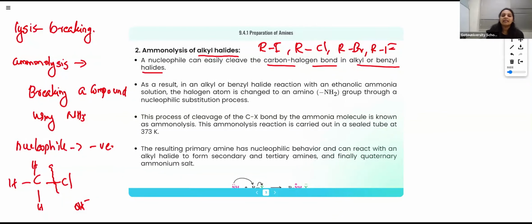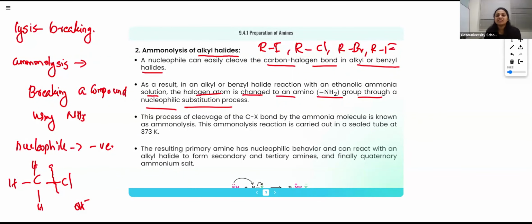As a result, in an alkyl or benzyl halide reaction with an ethanolic ammonia solution, the halogen atom is changed to an amino group through a nucleophilic substitution process. That is a nucleophilic substitution reaction.